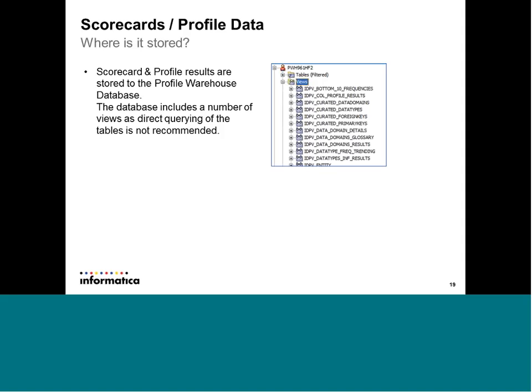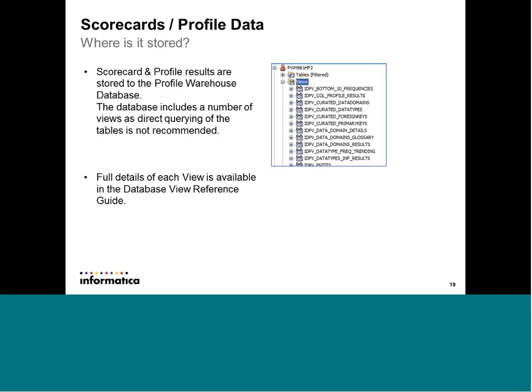So within the profile warehouse, there are a number of views available, and they contain most, or pretty much all, of the key information that we would see in scorecards, profiles, etc. Anything that isn't in these is really just background stuff that's required to make sure everything is correct. So that database has those views, and those are what we recommend you use if you're going to be checking this information outside of the tool, just because we don't recommend querying the database tables directly.